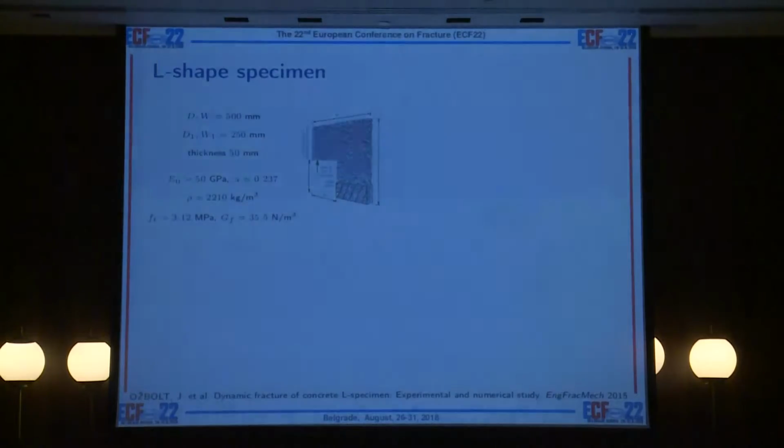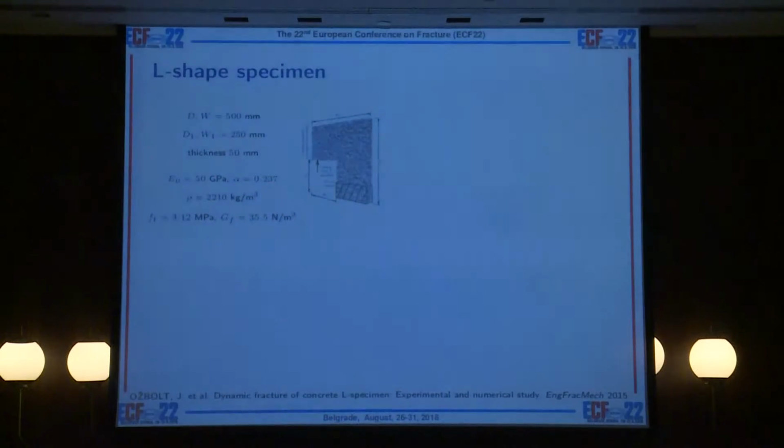Okay, so this brings me to the results of the simulations. We simulated L-shaped concrete specimens that were 500 millimeters in height and width. Thickness was 50 millimeters. The specimens were fixed in the bottom and loaded vertically from the bottom towards the vertical direction. The experimental study was performed by Professor Oshbold and his team.